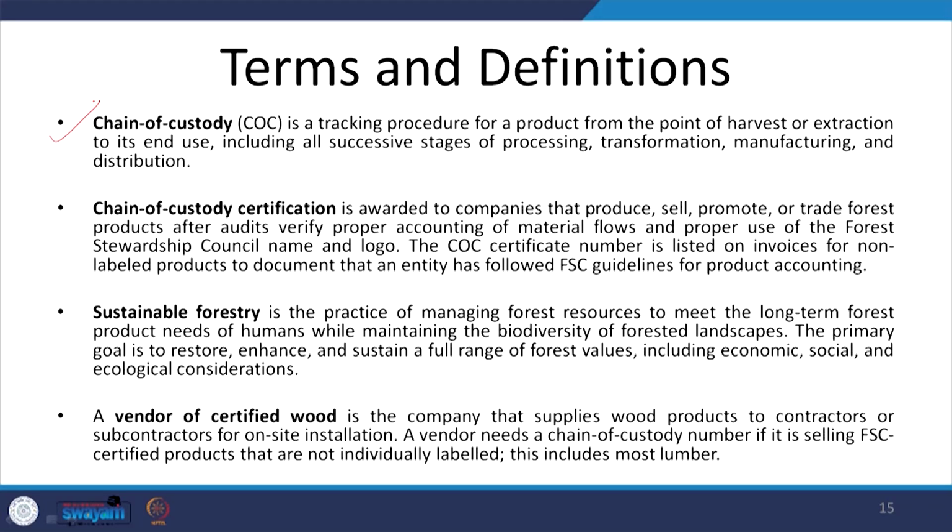Now, before I go on to explain the concept of certified wood, let us quickly look at a couple of terms and definitions. The first one is chain of custody. Chain of custody is a tracking procedure for a product from the point of harvest or extraction to its end use. So, it is for the entire life cycle of the product, but at each successive stage, that is from extraction to processing, transformation, manufacturing and distribution, we identify the point of contact, the custody under whom this material is being processed or transformed, and we establish a chain of custody.